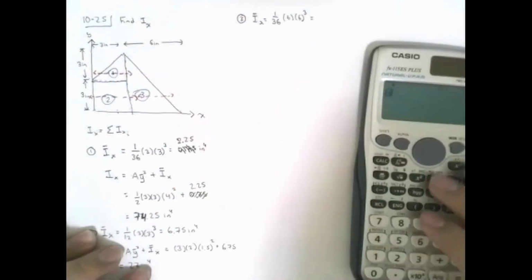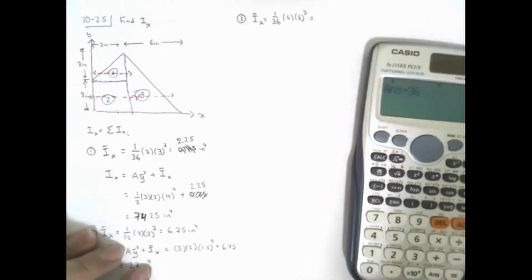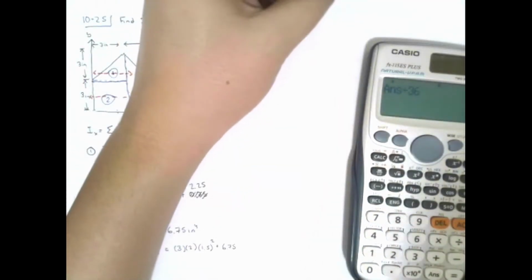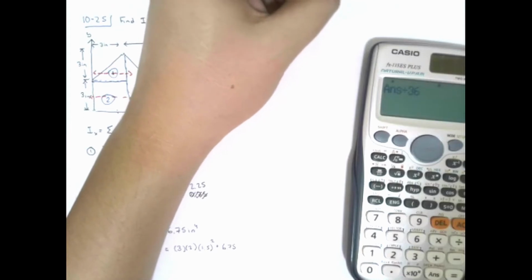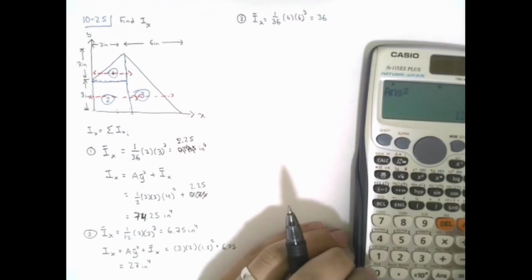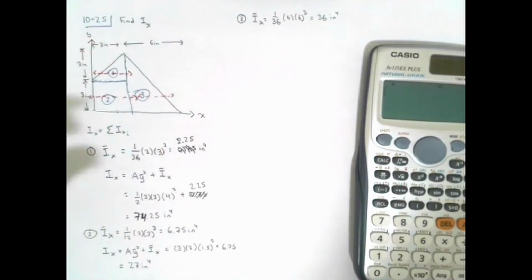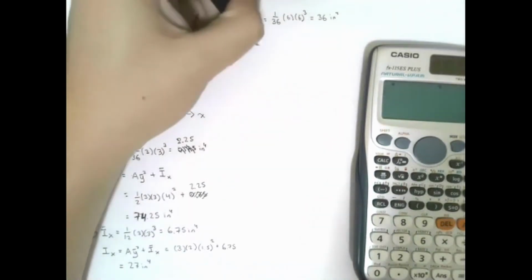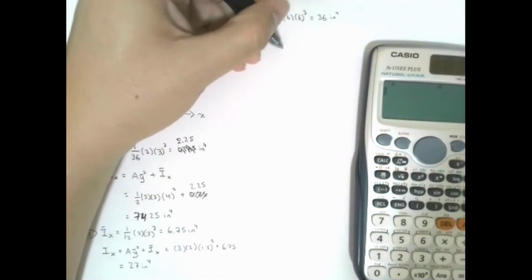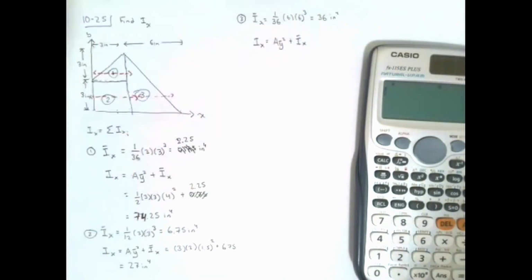Punching these numbers, we get 36. Let me just confirm. Yep, 36 inches to the power of 4. And then we apply the parallel axis theorem to transfer that moment of inertia to the moment of inertia about the x-axis.